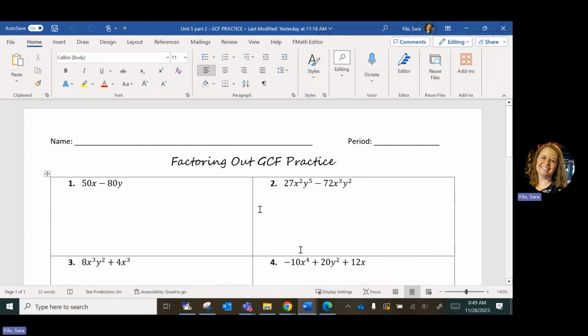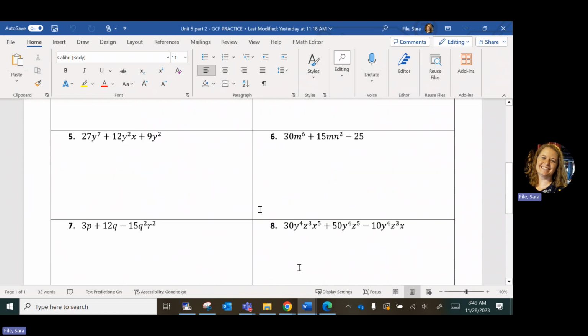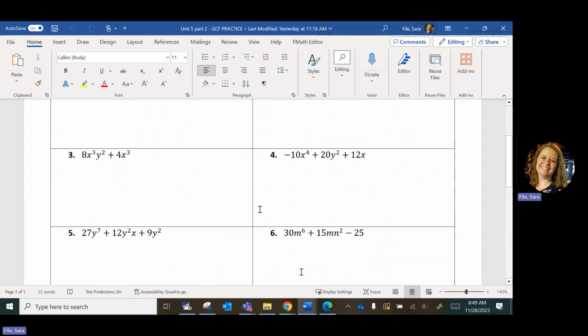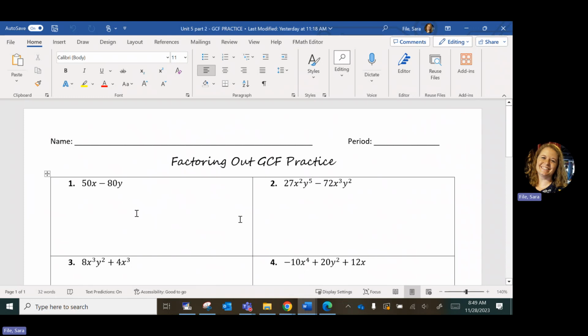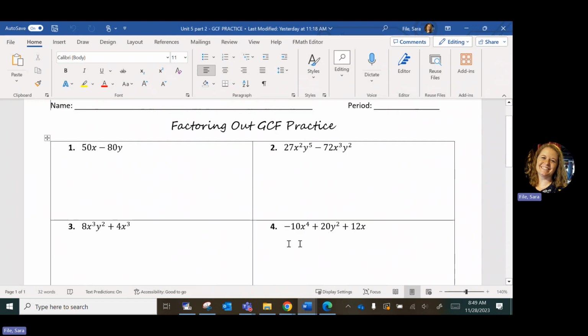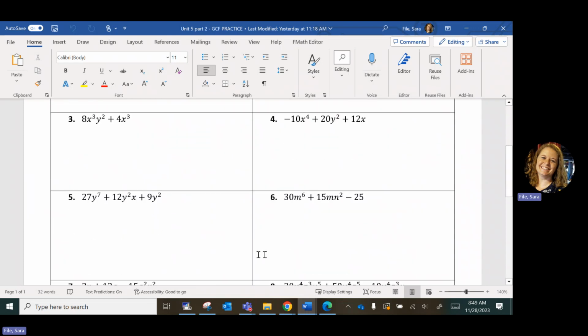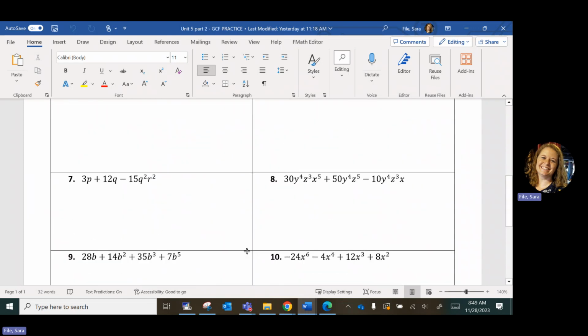So you're going to do your work. You're practicing GCF factoring here, okay? And then you're going to submit your answers. You're going to log into Delta Math and you'll see the assignment for this where you're actually going to type in your answers. But this is a place for you to do your work, show your work, do your scratch work, get your answers, and then you'll log into Delta Math to type them in and submit.